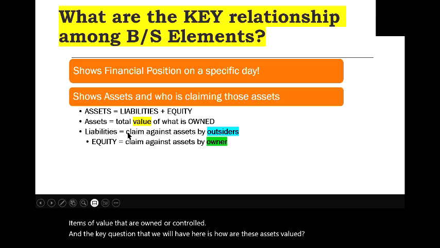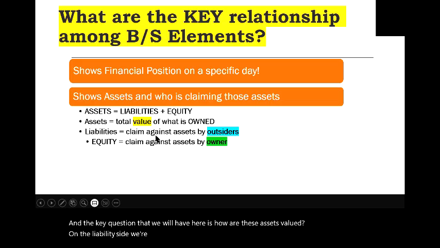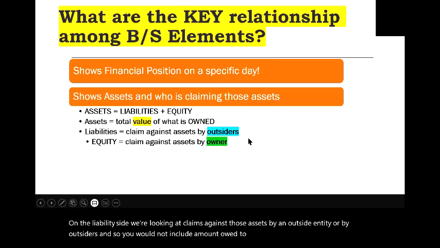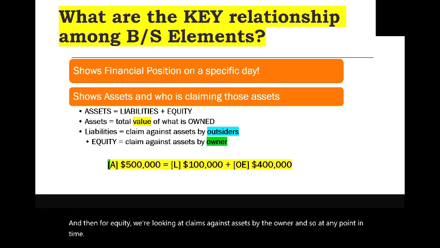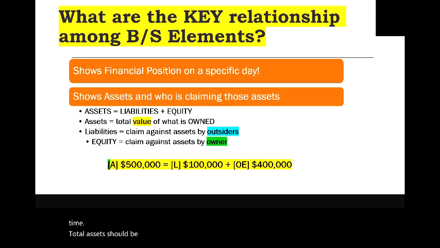On the liability side, we're looking at claims against those assets by an outside entity or by outsiders. And so you would not include amounts owed to the owner in this particular category. And then for equity, we're looking at claims against assets by the owner. And so at any point in time, total assets should be equal to the sum of the liabilities and the equity.